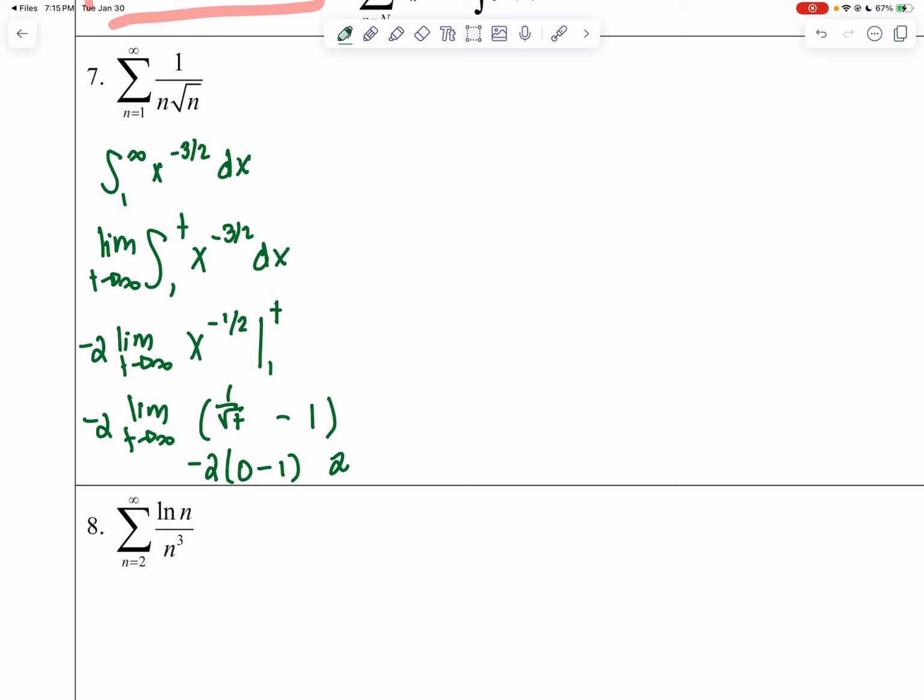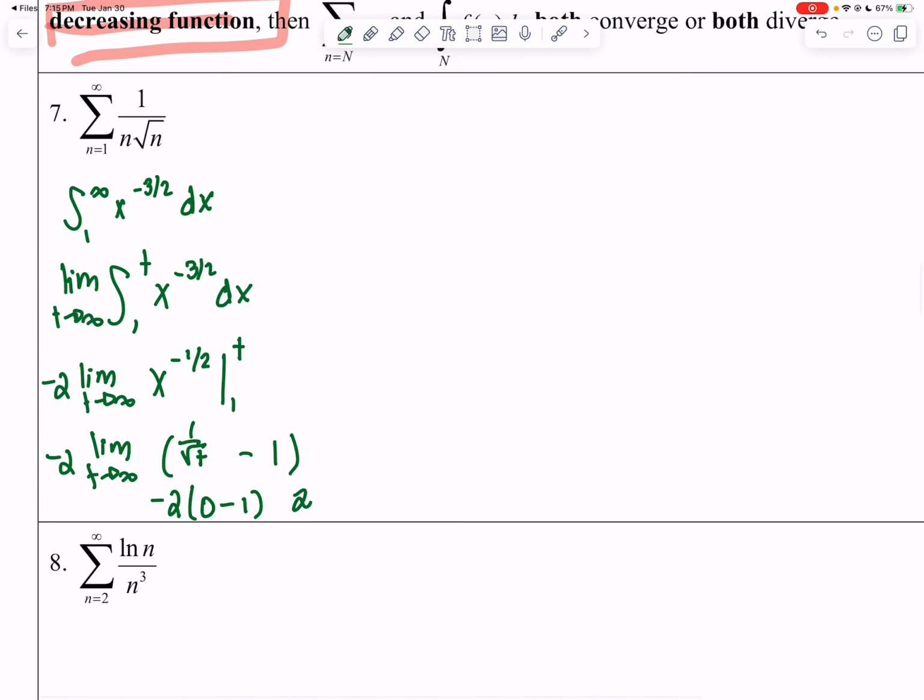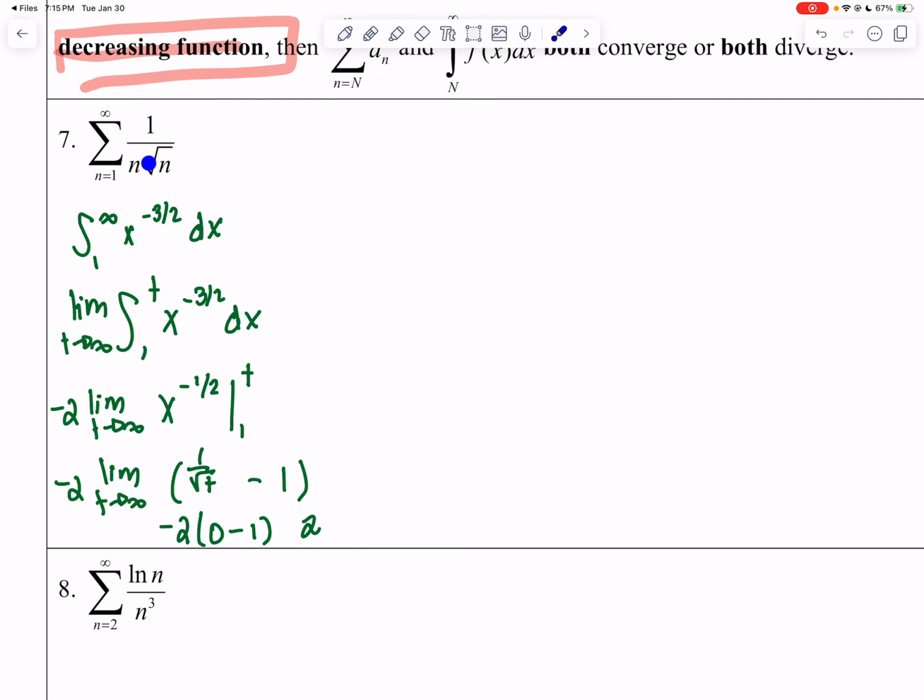Now, because my integral is evaluated at 2 and it converges at 2, by the integral test, this tells me that my series right here converges. Now, we don't necessarily know what this converges to. It's not going to converge to 2. This was just me doing the improper integral. But this will converge. To what number? I don't know.